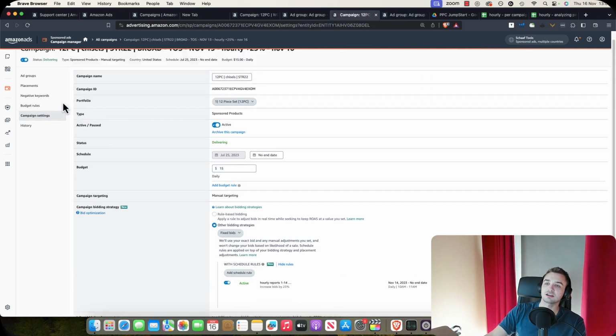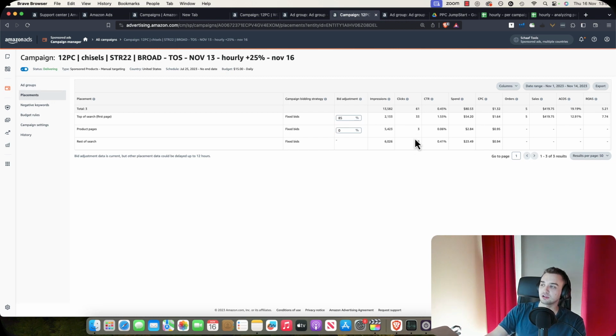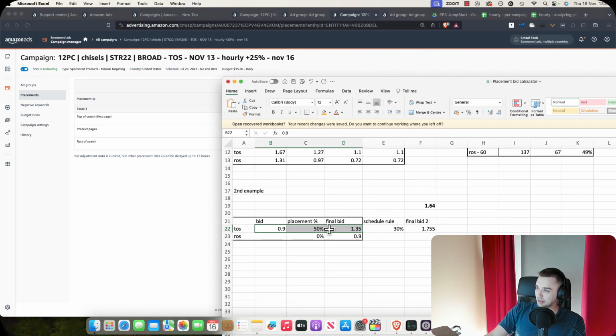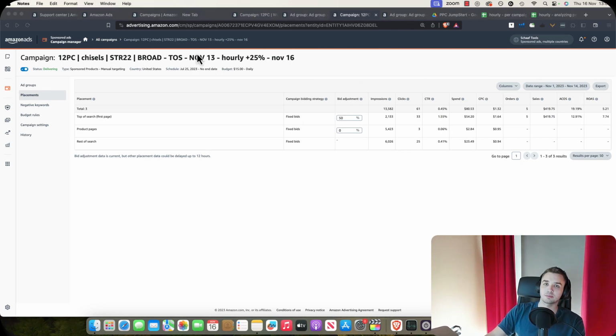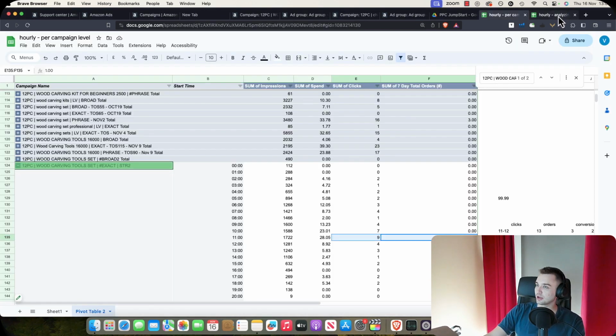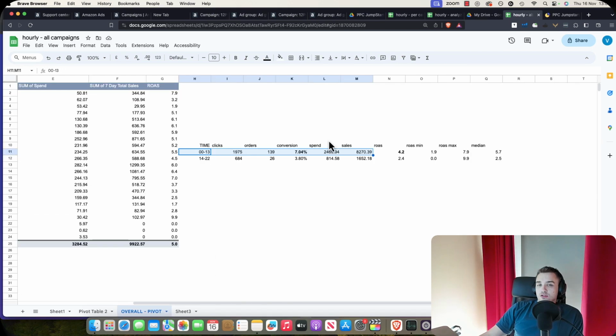And the reason we don't want it to be much higher is that we don't want to get any traffic from product pages and rest of search based on the conversion rate. You can see top of search is working pretty well. And again, placement 50%. Keep this in mind, set up your rules, and then use the spreadsheet to track your performance. So this was part 1 of my day parting Amazon PPC videos.